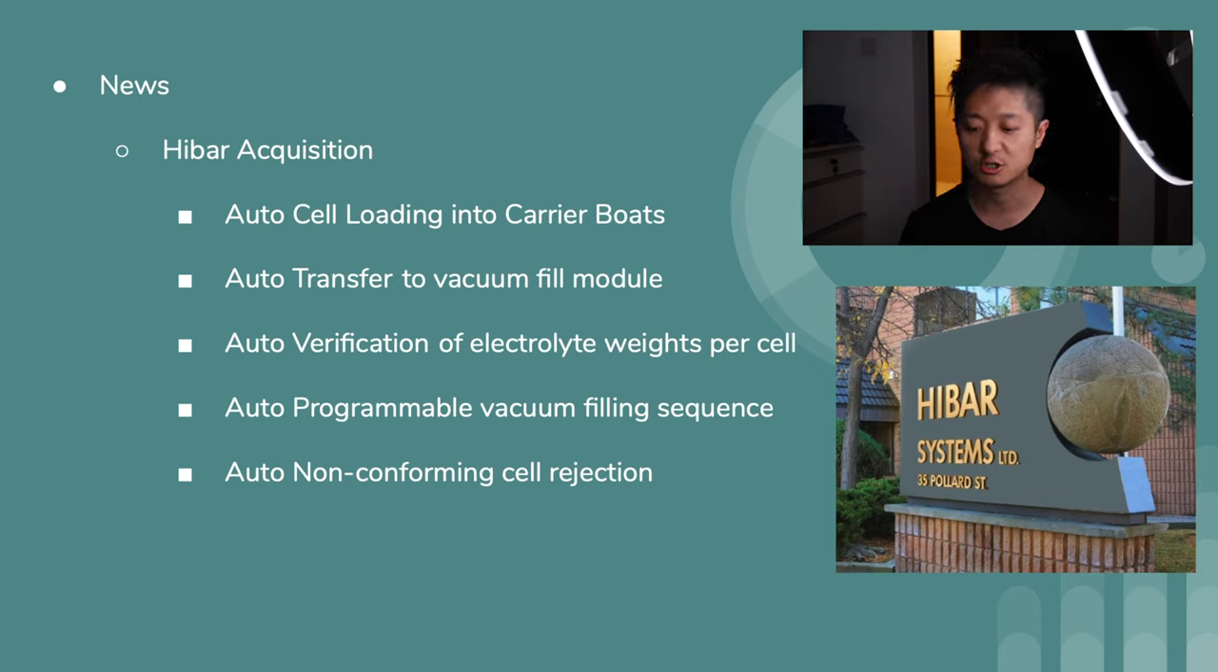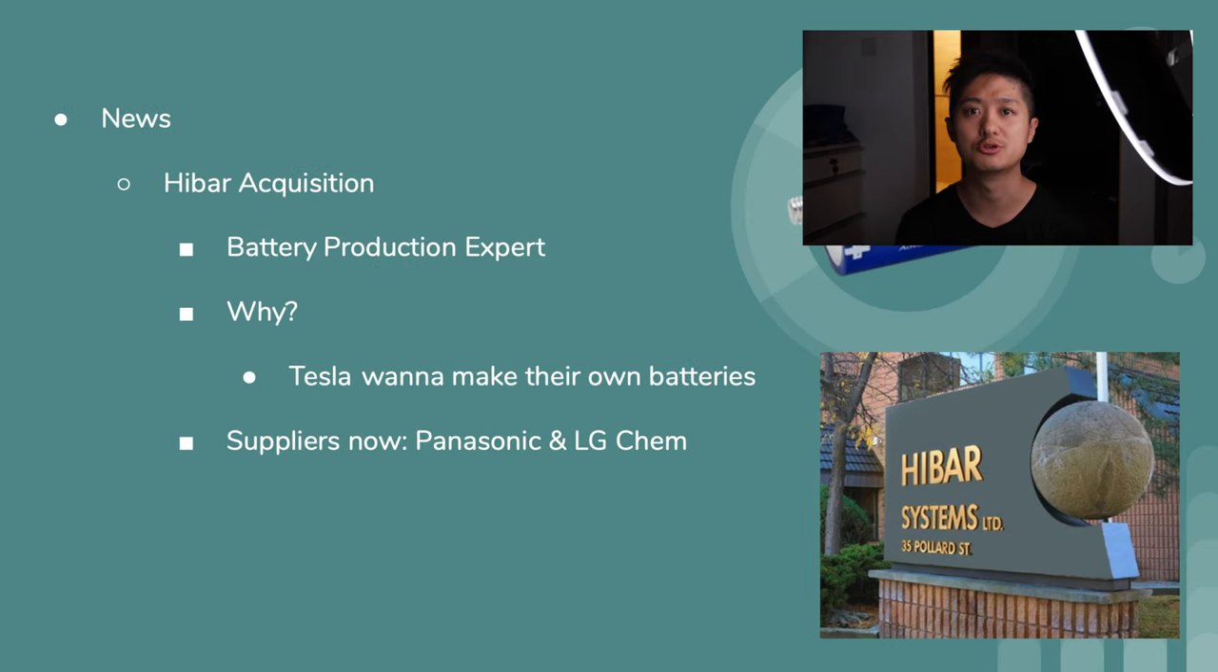They do verification of electrolytes within the cell to measure if the battery is of good quality or else to be rejected. It's all auto. The next thing they do is auto programmable vacuum filling sequence, and also auto non-conforming cell rejection. So they do a lot of these things, which are all auto, and it will help Tesla a lot when they mass produce batteries.